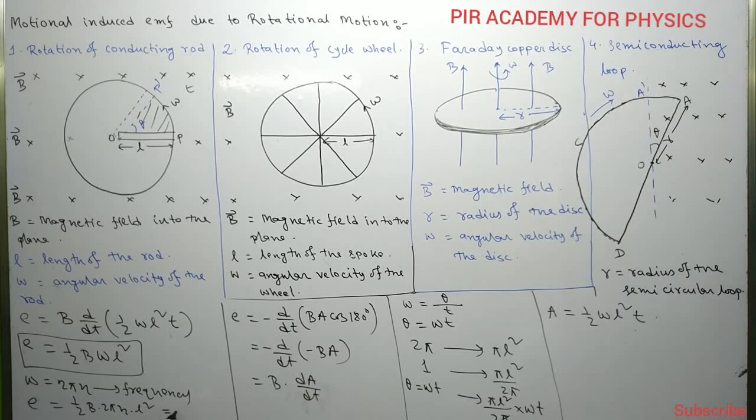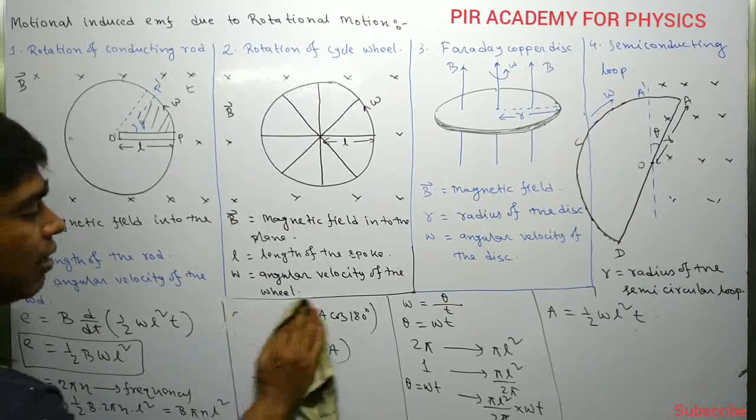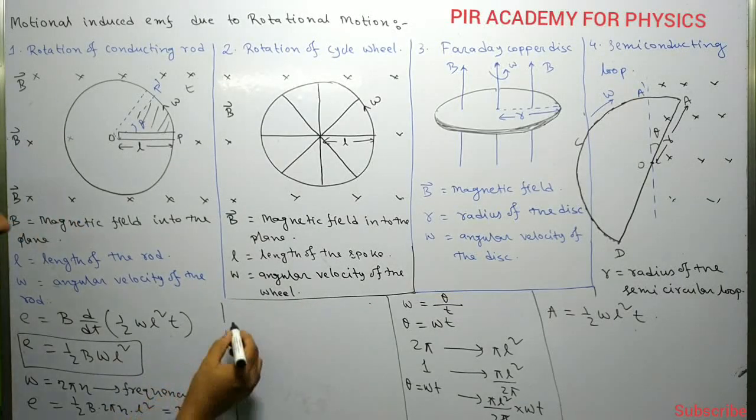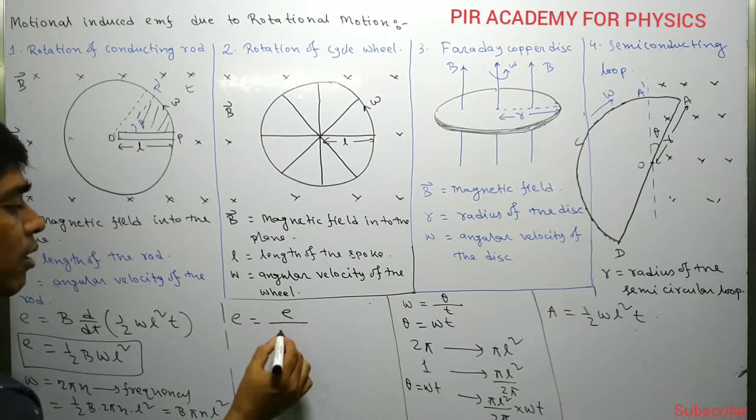Pi cancel out. That means 2 cancel out. That means B pi n L square. This is the induced electromotive force. If I calculate the induced current, what will be the induced current? Induced current will be E by R.